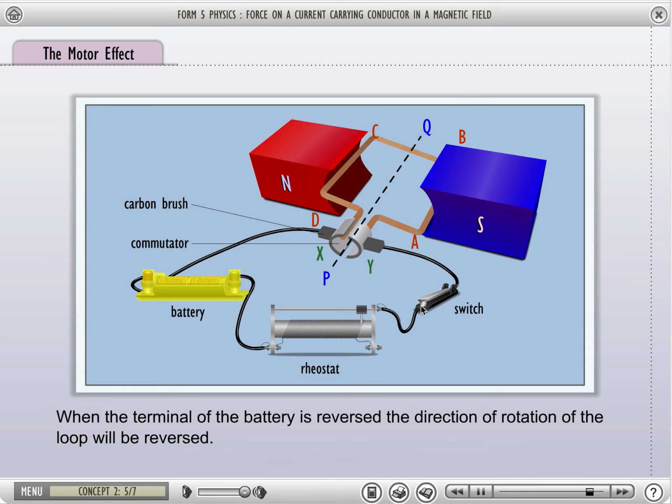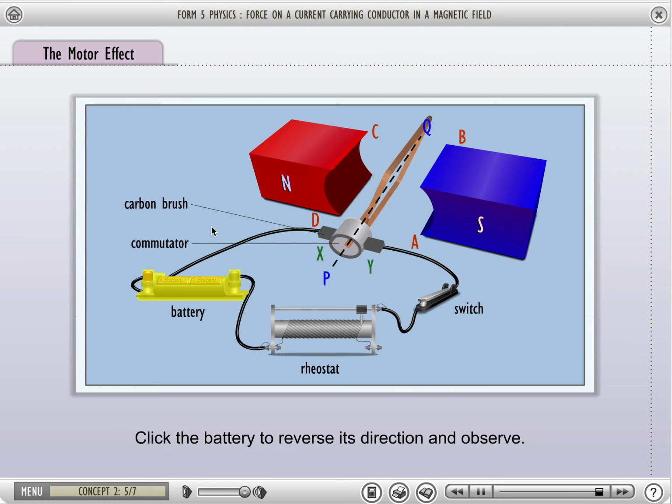When the terminal of the battery is reversed, the direction of rotation of the loop will be reversed. Click the battery to reverse its direction and observe.